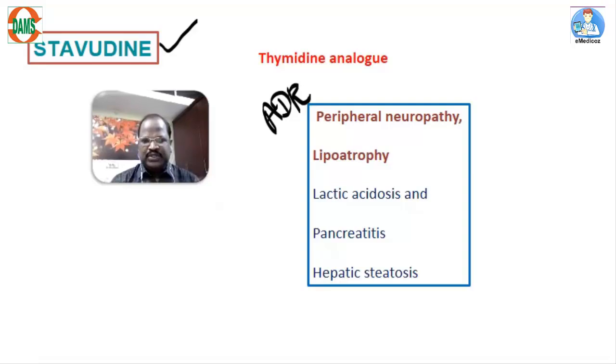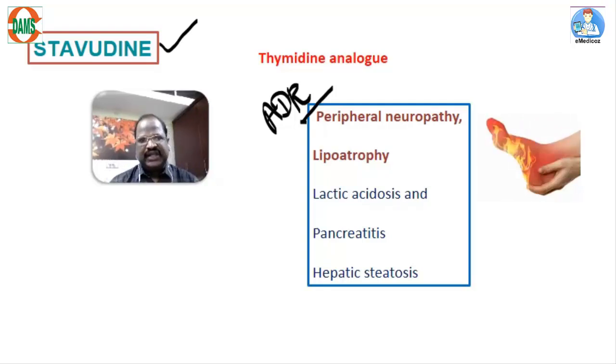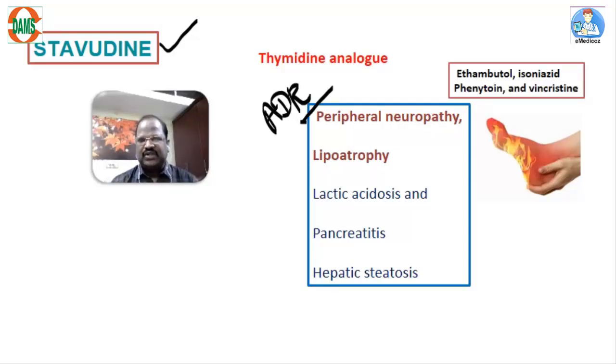Remember, the most important adverse effect of Stavudine is dose-dependent peripheral neuropathy, and the patient may complain of a severe burning sensation in the foot and palm. So you must be very careful while using Stavudine along with any other drug which also causes neuropathy, like ethambutol, isoniazid, phenytoin and vincristine. So when you give Stavudine with these drugs, there will be more chance of aggressive neuropathy.